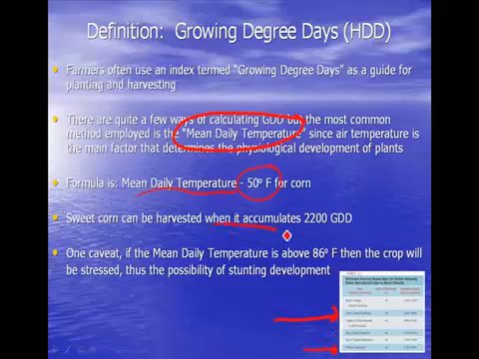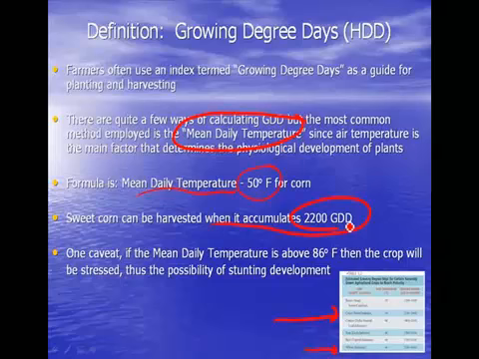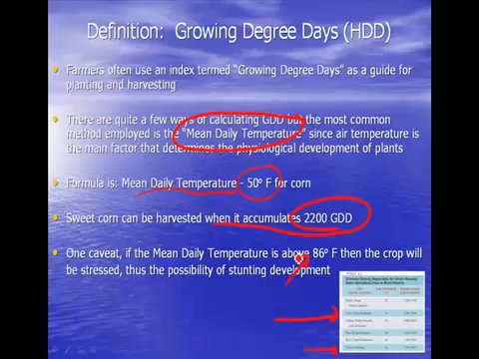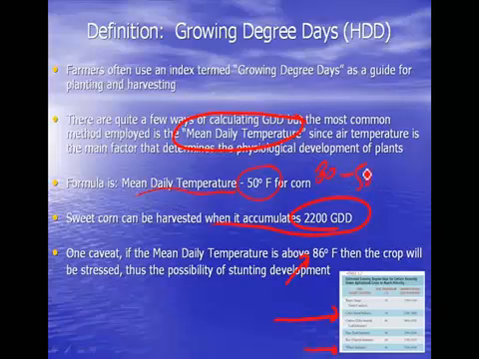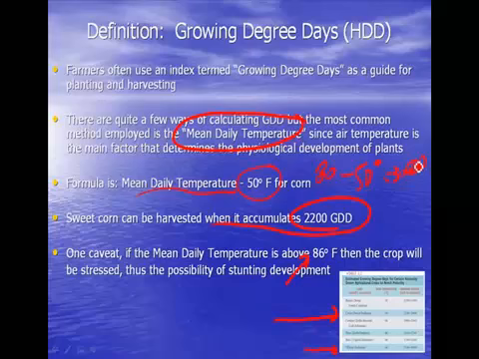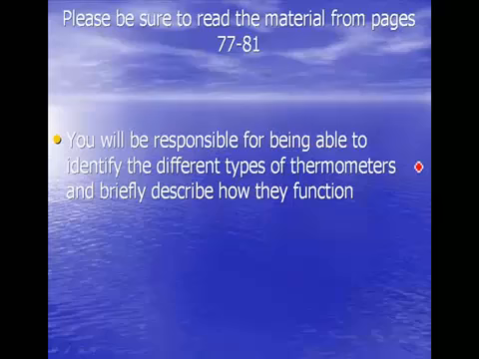Sweet corn itself can be harvested when you accumulate 2200 growing degree days. One caveat, though, with this is if the mean daily temperature is above 86 Fahrenheit, the crop will become stressed, thus inhibiting the maturation process of the corn. So let's just take a typical July day. Our average temperature might be 80. And if we're looking at corn, we subtract 50. And that's 30 growing degree days for that particular day. And so this is a good practical use here in the Midwest for growing degree days.